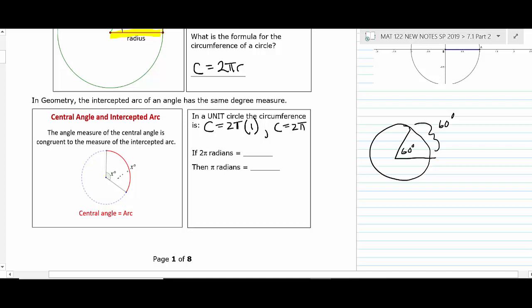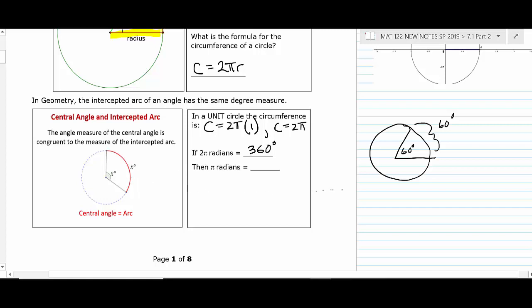So we end up getting this then. What this says is all the way around the circle is 2 pi. All right, so 2 pi radians would be the circumference, and that would be the same as 360 degrees based on this diagram right here.